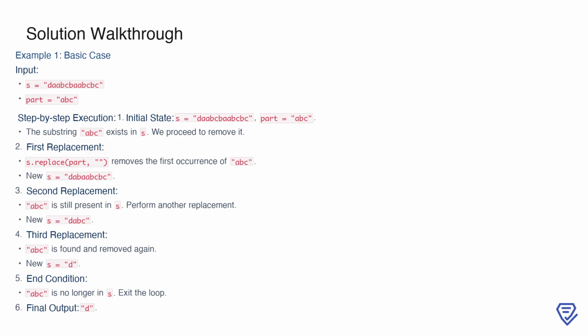In this example, we start with the string dap-babap and the substring ABC that we need to remove. Initially, ABC is found within the string, so we begin the process of removing it. The first replacement removes the first occurrence of ABC, resulting in the string dabak. Since ABC is still present, we replace it again, which gives us dabk. Now, ABC is still found in the string, so we repeat the process, and this time the string becomes D. At this point, ABC is no longer in the string, so we can exit the loop. The final output is simply D. This process demonstrates how we iteratively remove all occurrences of the substring until none remain.